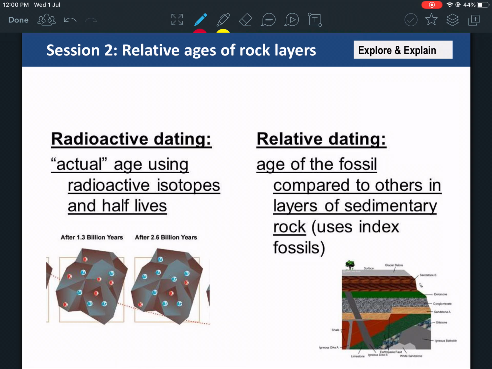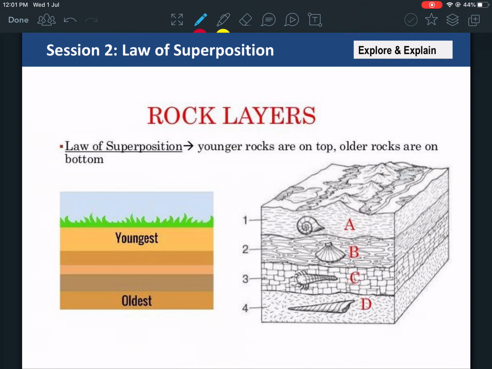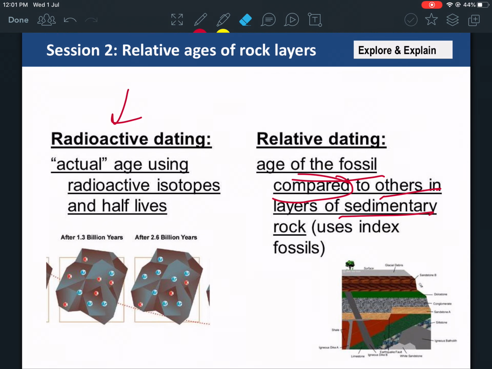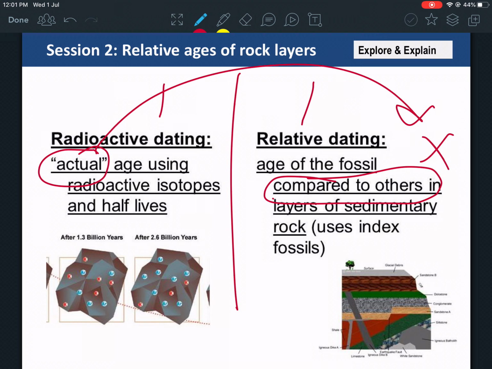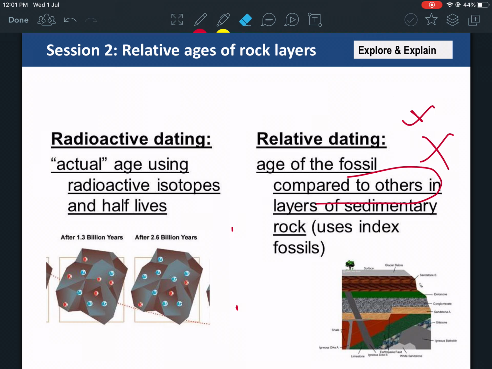Now, what's the difference between this and relative dating? Relative dating is basically checking the age of the fossil compared to others, like with the law of superposition. So you check, for example, the age of this compared to the age of that. But you don't actually know the exact age. So the difference between this and this is that in this one you know the actual age, and in this one you know the age compared to others. You really do not know the actual age here. So that's the difference between both.